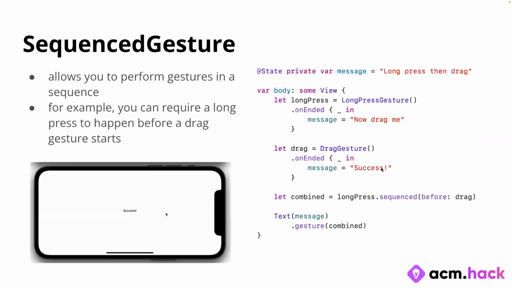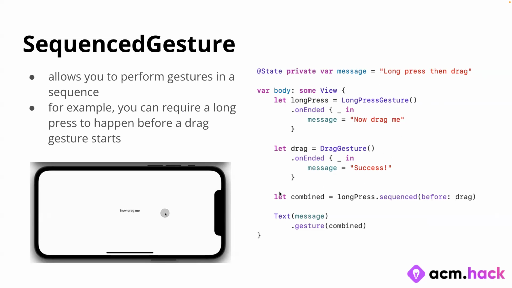The second is sequence gesture, which allows you to perform gestures in a sequence. So you can require a long press to happen before a drag gesture starts. Here's some code on this side and the correlated GIF over here. The syntax this person is using is quite different, but I'll walk through it. They have a message that's a state variable, which will change based on the different things that are happening. They first start off with long press, then drag. They have a long press as a long press gesture, and once it ends, it'll say, now drag me.